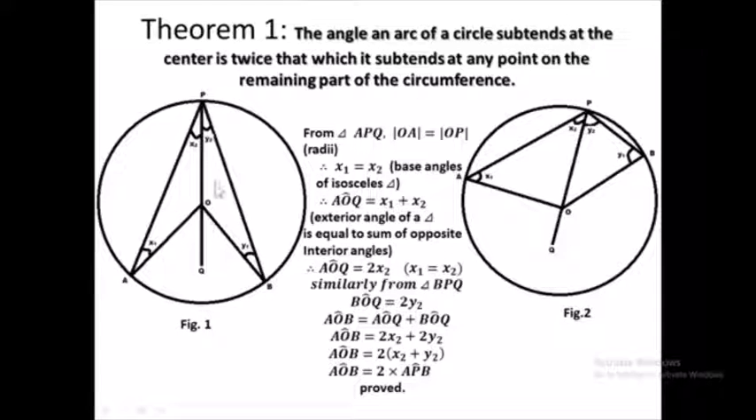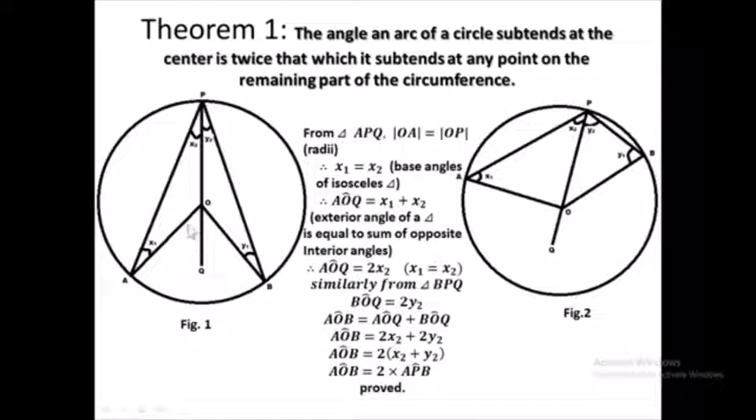If you do the same thing to this other triangle, triangle BPQ, the same reasoning is applicable. OP is equal to OB because they are radii, so y1 is equal to y2. So this angle here is an exterior angle to this triangle, so it's going to be the addition of y1 and y2. But our y2 is also y1 as well, so you can regard this angle BOQ as y2 plus y2. That will give us 2y2.